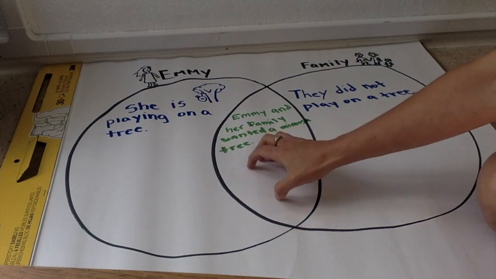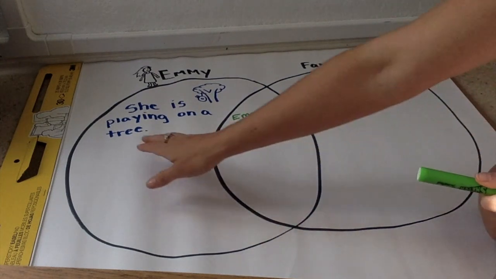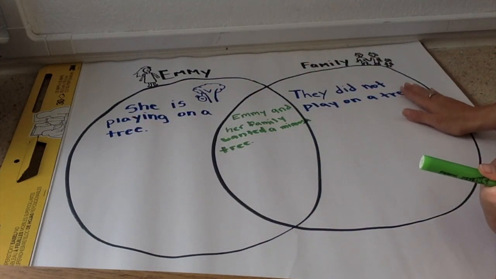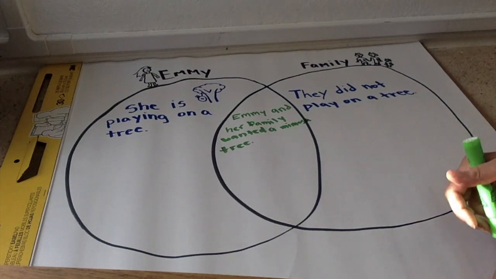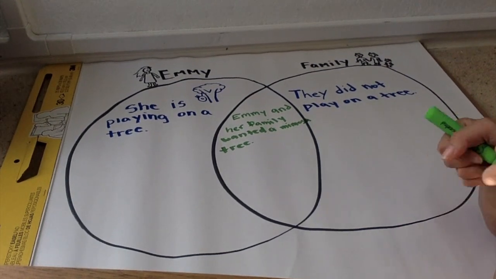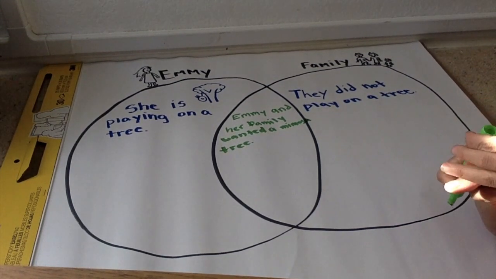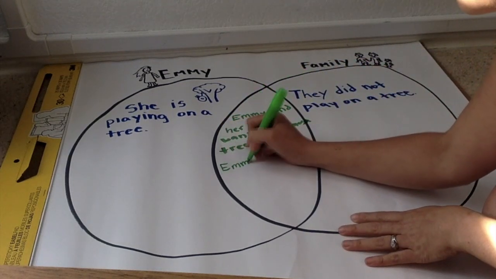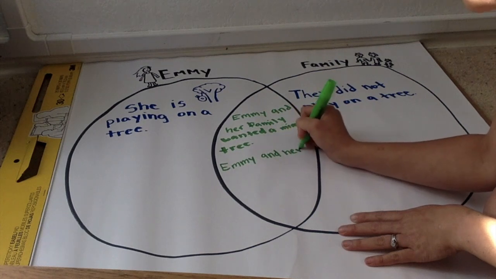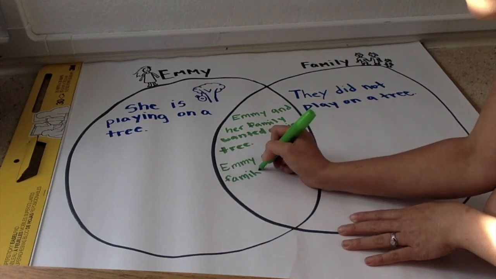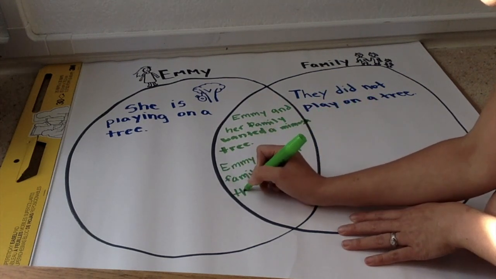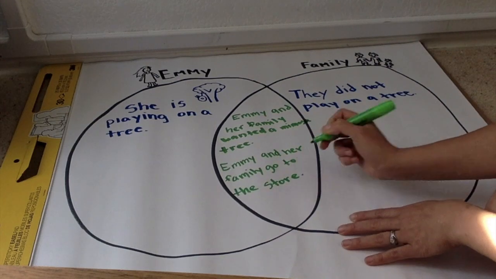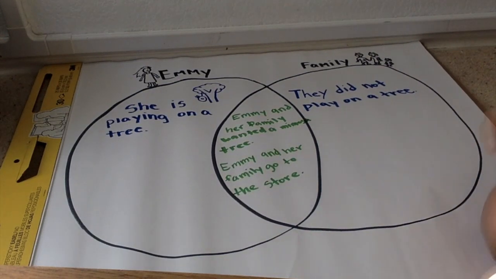So I'm going to add another thing to the same because it sounds like Emmy and her family both said that they wanted a mimosa tree at the store. So they both went to the store to go look for the mimosa tree. So I'm going to put Emmy and her family go to the store. Right? They both go to the store to look for that mimosa tree. And I think they were both kind of disappointed when they didn't find one.